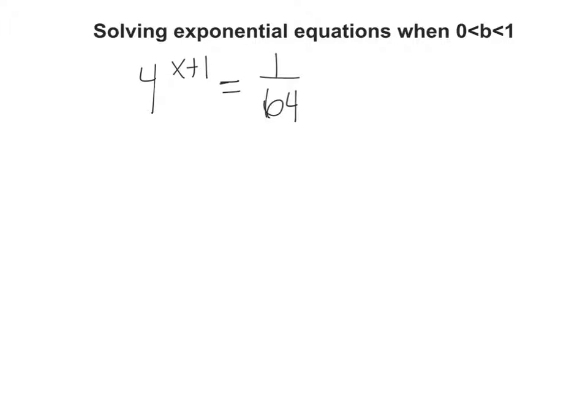All right, we're still solving here. You're going to notice here that, yes, on our first base we have a 4, but our second base here is 1 over 64.